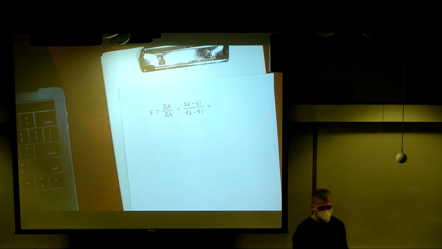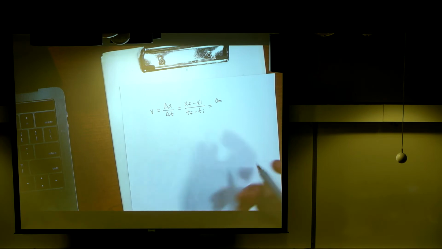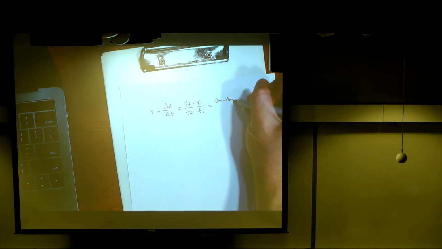On the graph, where was the object located at the end of the motion at 12 seconds? What was the x value? 0. It was 0, right? That was our x final. And what was our initial x value? 0. So it doesn't really matter what's on the bottom here. We're going to get 0, right?